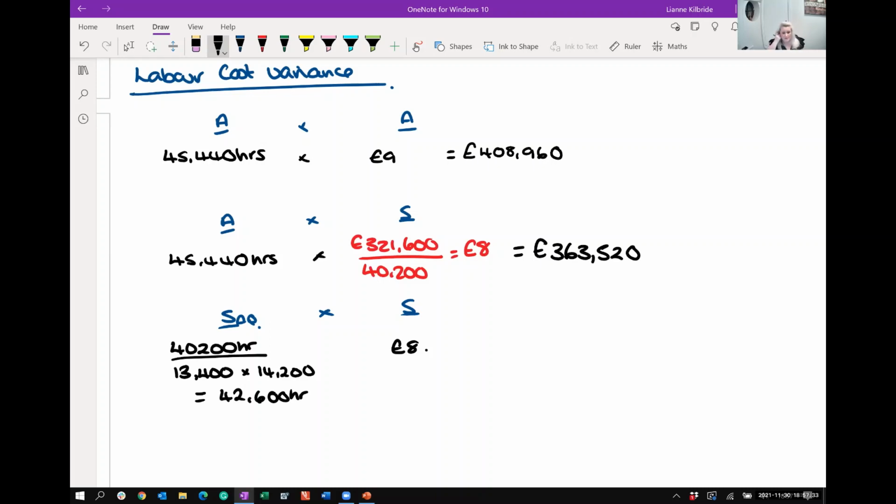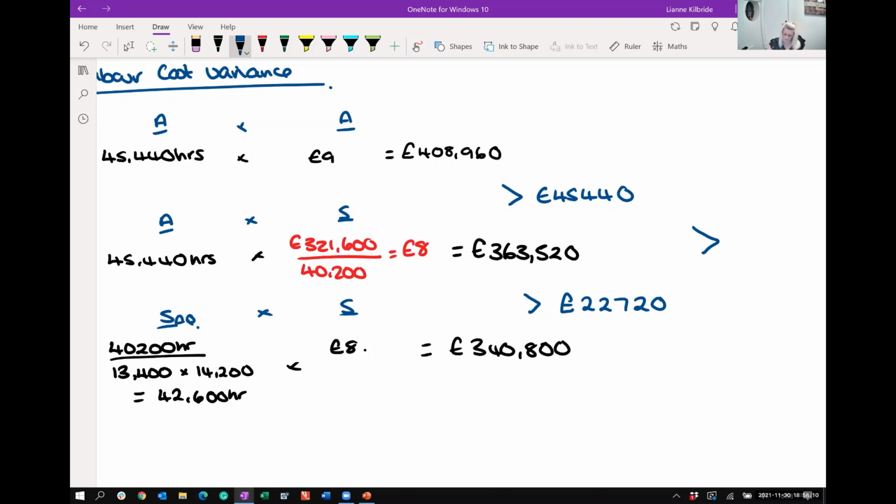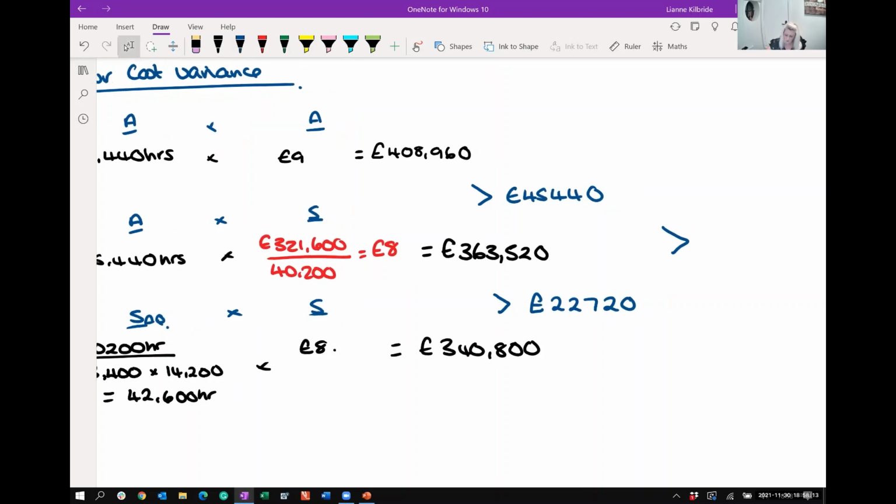So if our budget did say 14,200 hours, based on how many hours we need for that unit, we should expect to use that amount. So we're just going to multiply that by 8, and that's going to give us a total figure of 340,800. Okay, so compare the differences. So we've got £45,440 there. We've got 22,720 here.